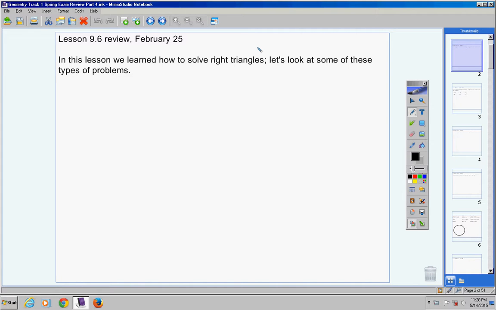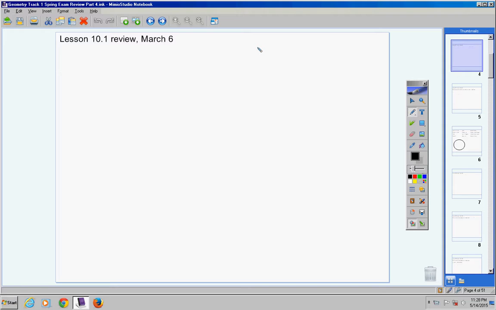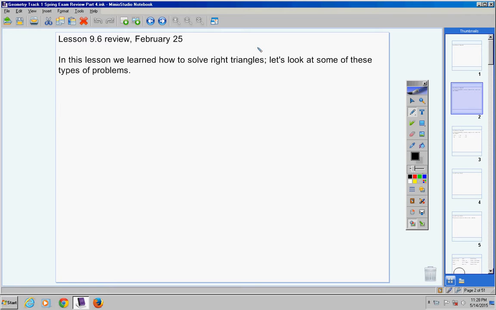We learned how to solve right triangles. Let's look at some of these types of problems right now. Now before I put them up here, and there they are, before I do that, I want to remind you of a couple things, okay? Please take really good notes.